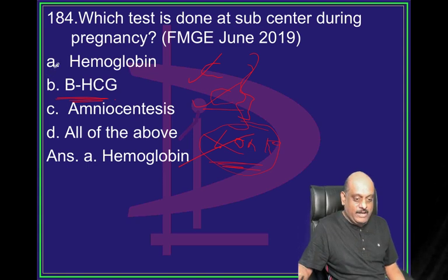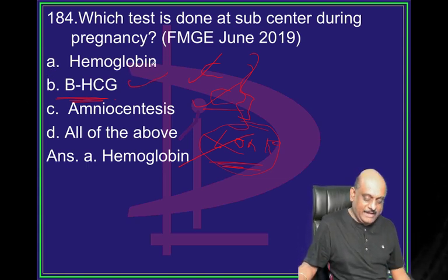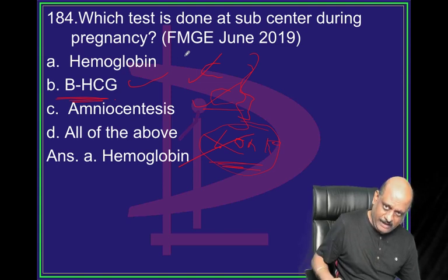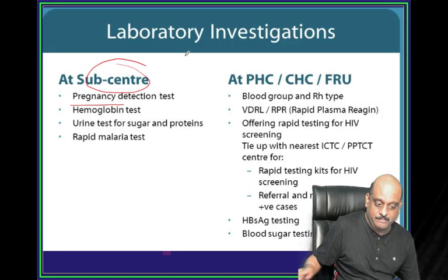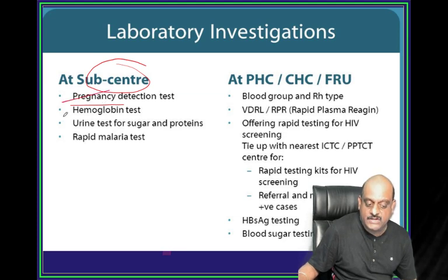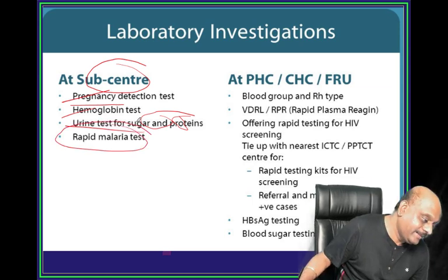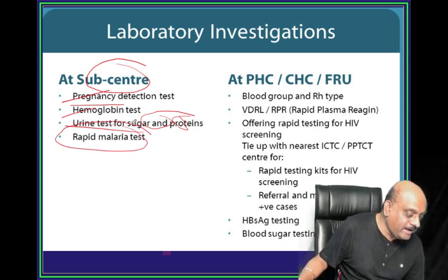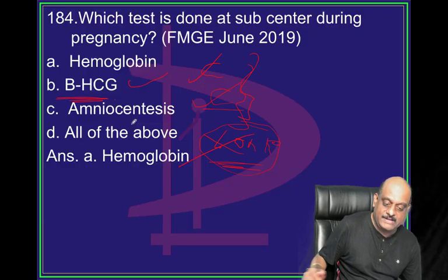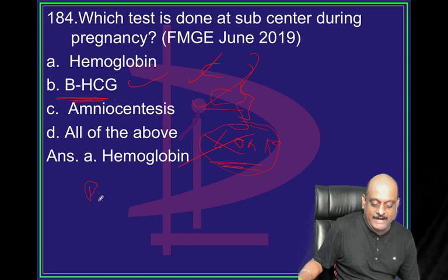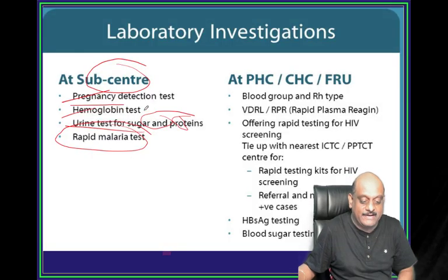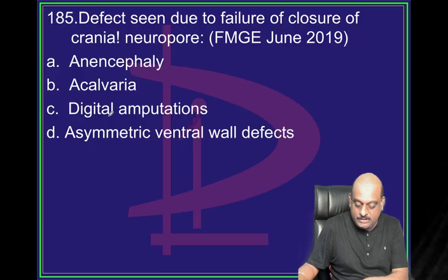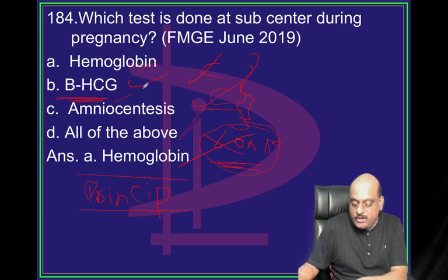Indira and Nagareddy sir, tell me, is the beta HCG test available at the sub-center? Of course, urinary dipstick may be available. So, pregnancy detection test, hemoglobin test, urine test for sugar and protein, rapid malaria test. They are the ones which are available. Indira is saying, Indira is our Principal Secretary, Health and Family Welfare of Telangana. Right? So when she says it, then it should be correct. So both A and B should be correct.